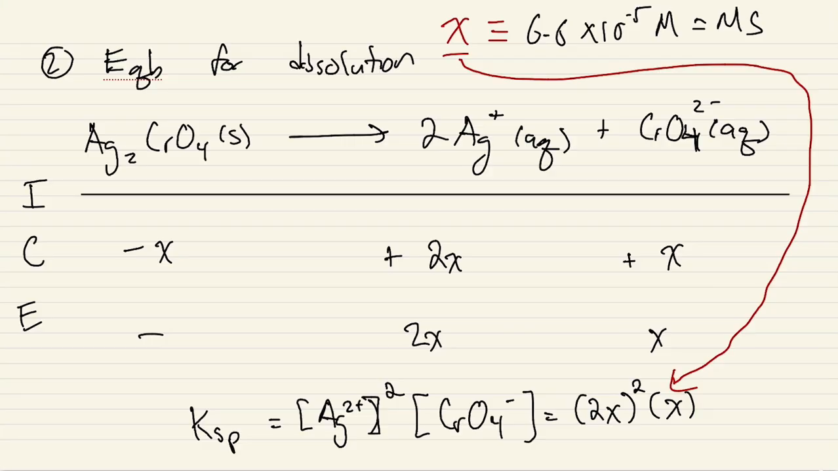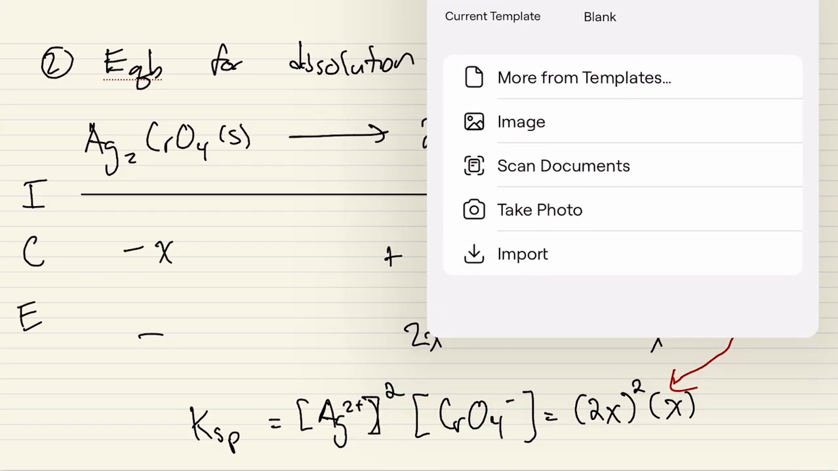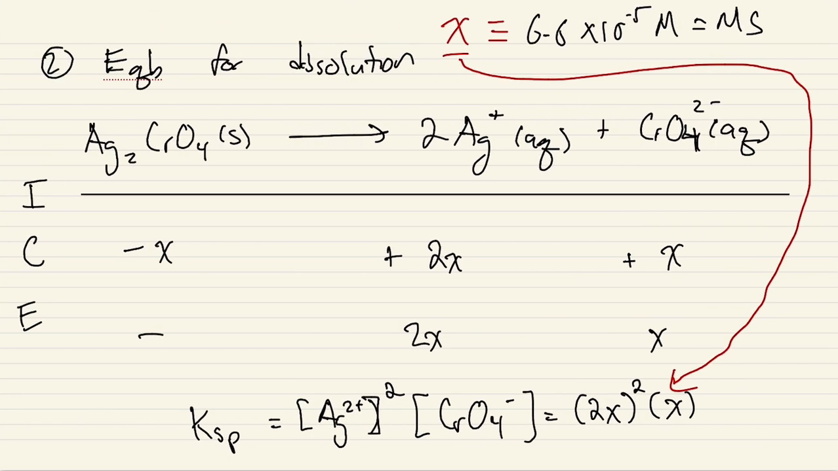all we have to do is, am I good to go on to the next slide? Is anyone still writing? Plug in: Ksp is equal to 4 times 6.6 times 10 to the minus 5, cubed. Where'd the 4 come from? Because here we have (2x) squared, which means that the 2 gets squared, so we get a 4, x squared, times x to the 1, so x to the third.